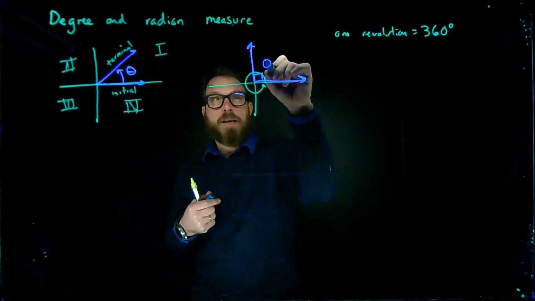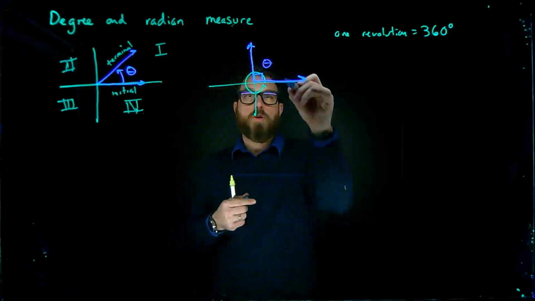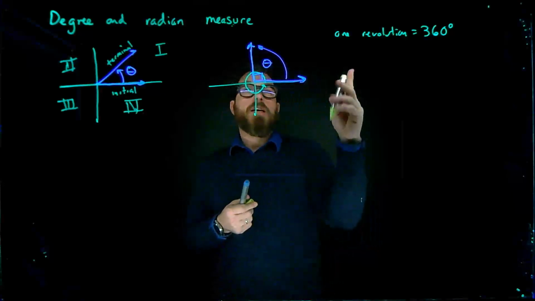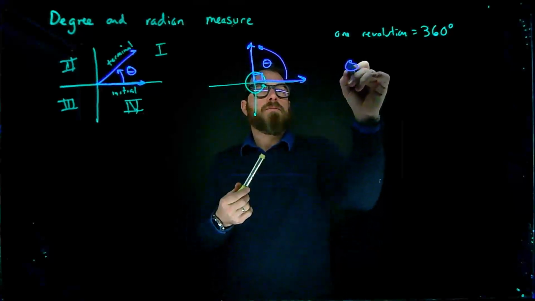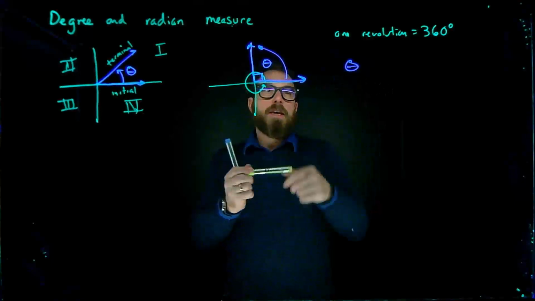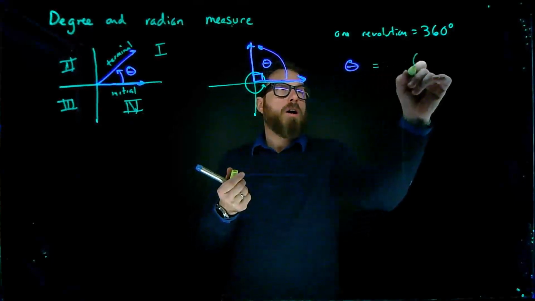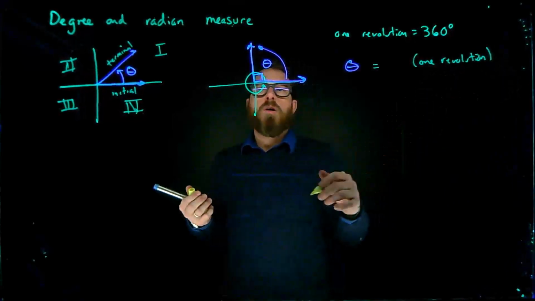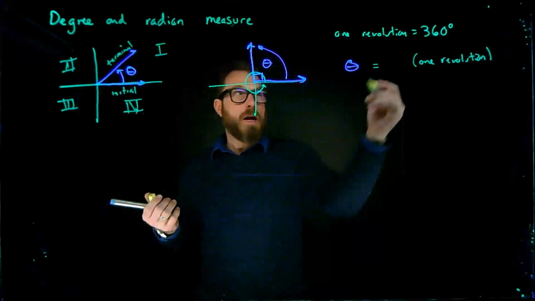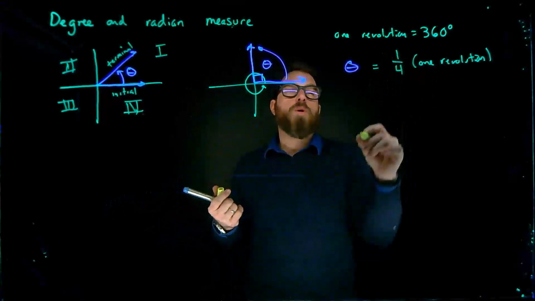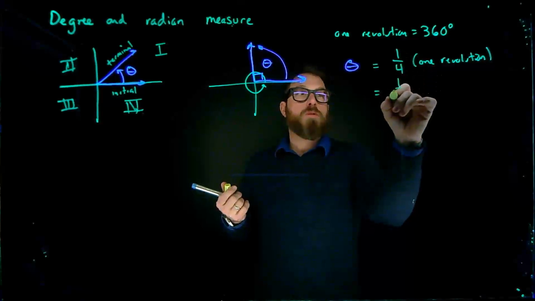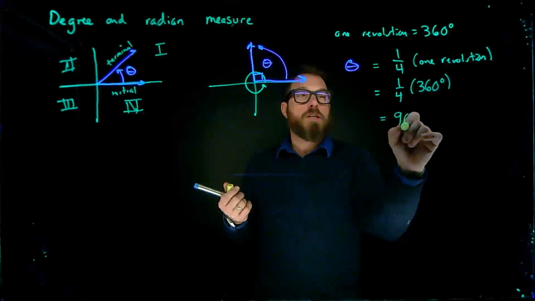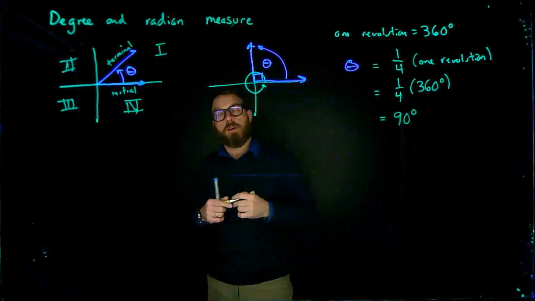So if I have this angle theta right here, which is that right angle, opens up in this direction. The reason why this is 90 degrees is I can see that theta is a portion of one revolution. Well, I didn't go all the way around, so it's not one revolution, it's 1/4 of one revolution, and one revolution we know is 360 degrees, so it's 1/4 of 360 degrees, which in this case is equal to 90 degrees, and so on.